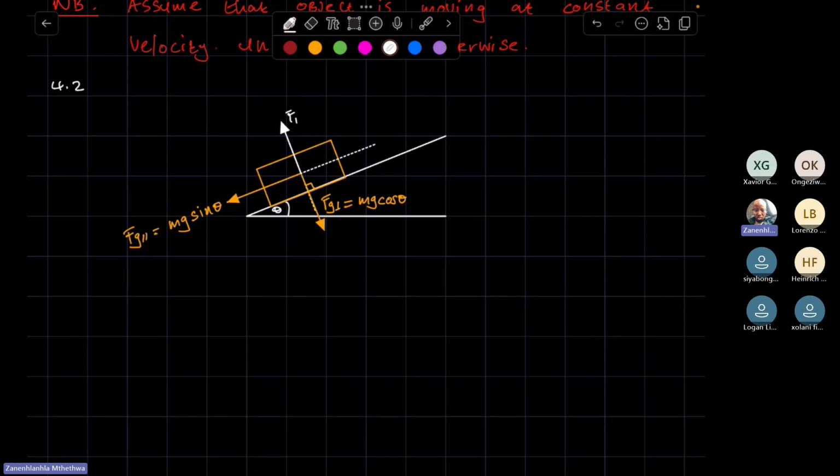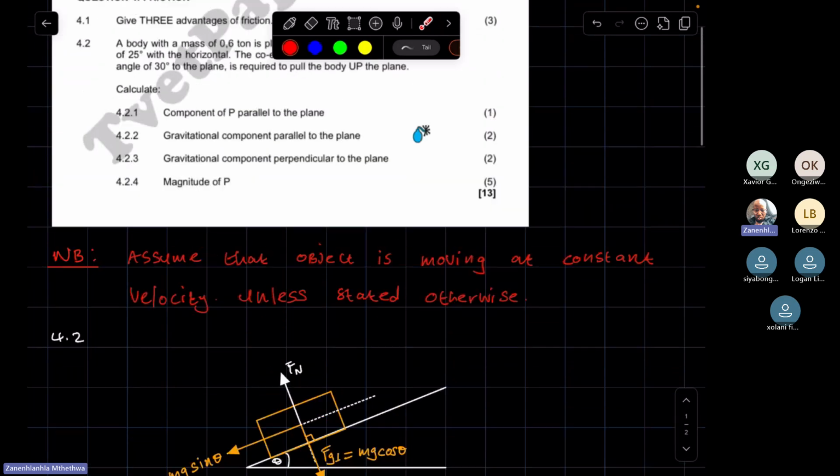We have the normal force here. All right, so these are the three forces that an object is subjected to when it is in contact with an inclined surface.